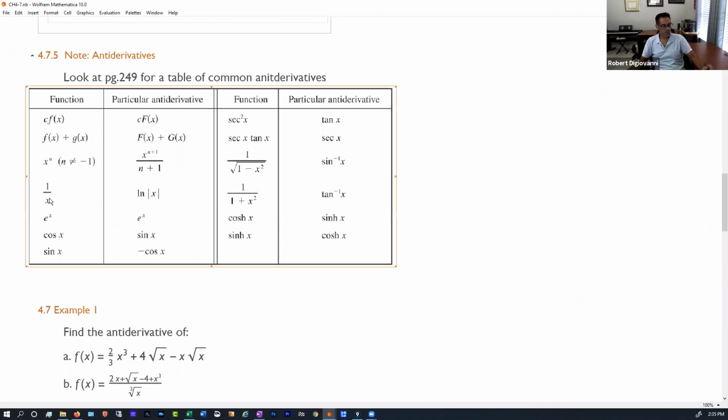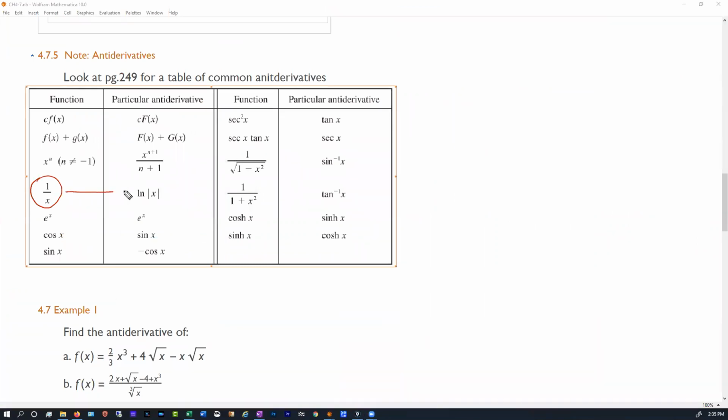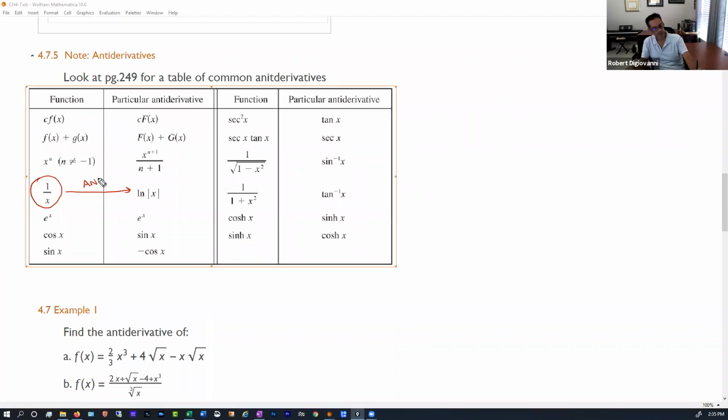So here's 1 over x. That's the derivative of what? Natural log, right? So the antiderivative of 1 over x would be natural log of x. Now they put an absolute value here, and you're going to see this from now on. That's because natural log has a domain restriction. You can't plug negative numbers in it, so you put an absolute value just to keep your domain clean. If I wanted the general antiderivative, all I would have to do is put plus c on the end of that, and that would cover all the possible antiderivatives.